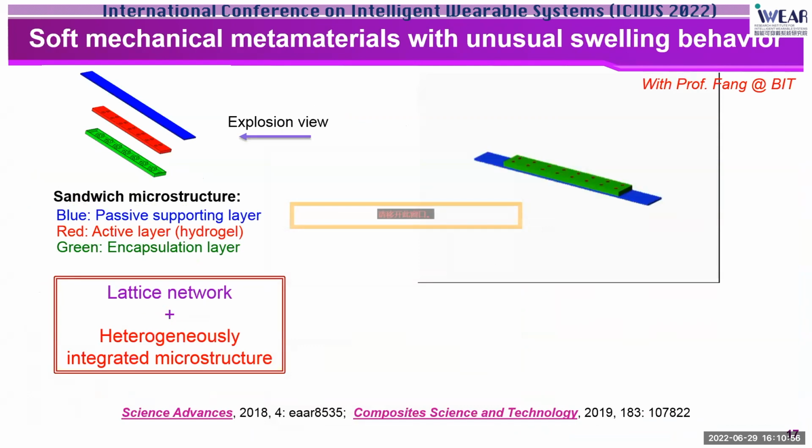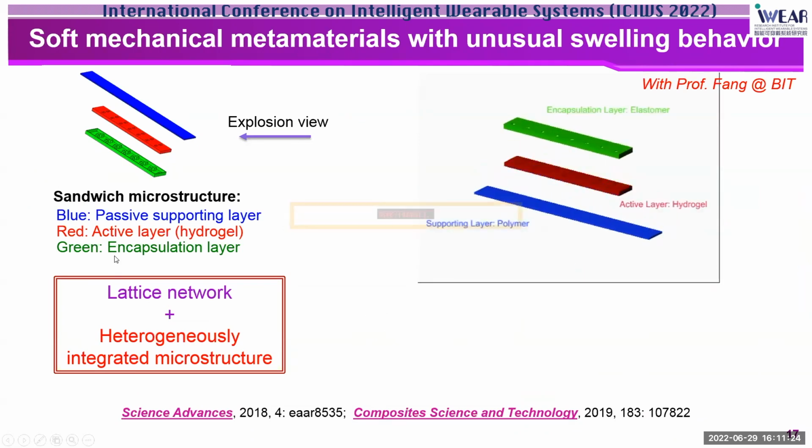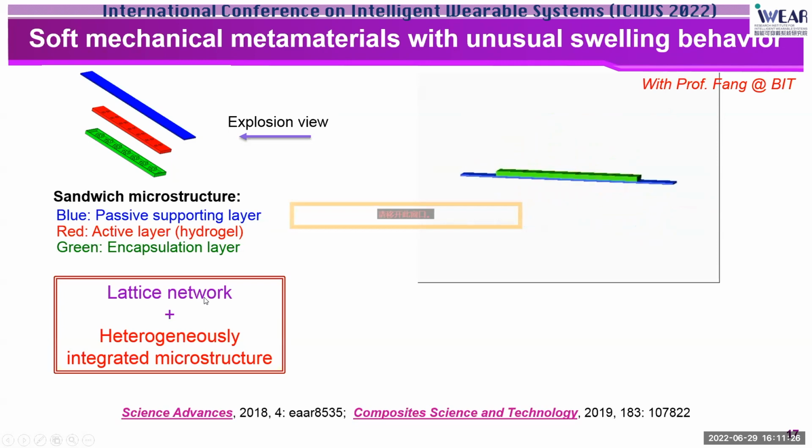Excluding the biomimetic properties, we also want to explore some unusual properties that do not exist in natural material, such as the mechanical metamaterials. One of the properties we studied here is the unusual mode of swelling, such as the large negative swelling. And this requires the material to shrink largely during water absorption. And here the key idea is to incorporate a heterogeneously integrated microstructure into the lattice network. And this video shows the construction of this composite network.